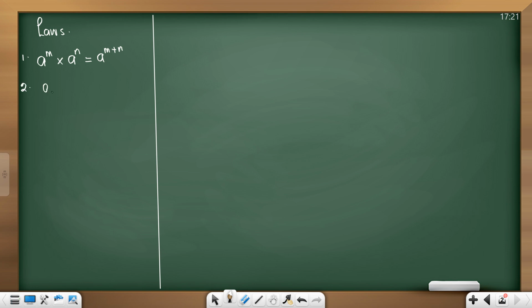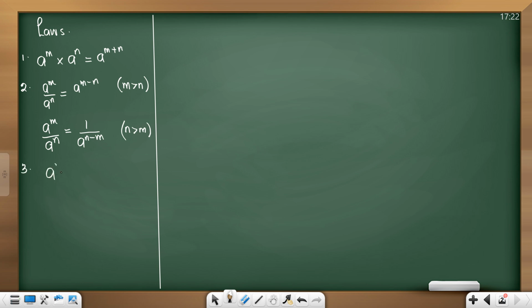Number two, if we are dividing the same base, we usually subtract where the exponent is bigger. So if my m is bigger than n, then I'll have a to the m minus n. This is if m is bigger than n. But what if the denominator exponent is bigger? What do we then have? n minus m. This is if n is bigger than m. We always subtract where it is more.